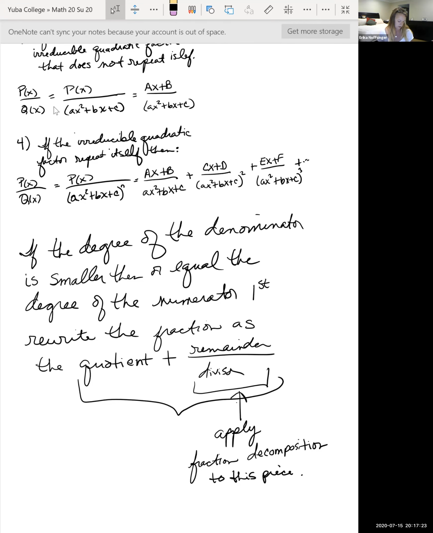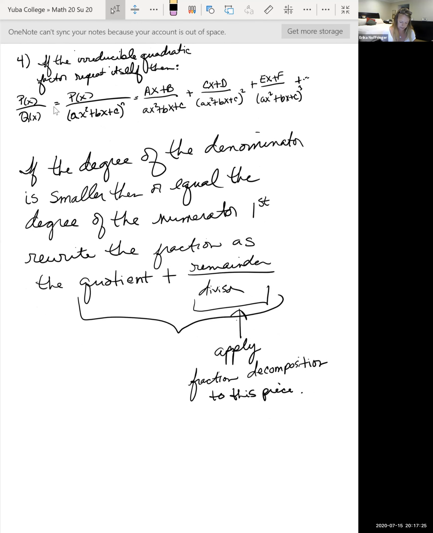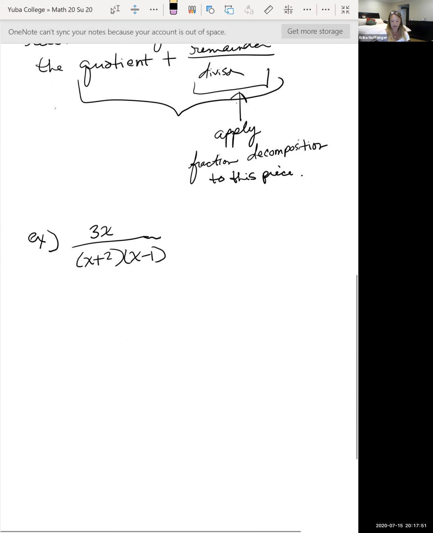Okay, so let's just go through and do some. So let's say you started and you had 3x all over x plus 2 times x minus 1. And it says find the partial fraction decomposition of each rational expression. So it's already factored in the denominator. If it wasn't factored in the denominator, that's where you would start.